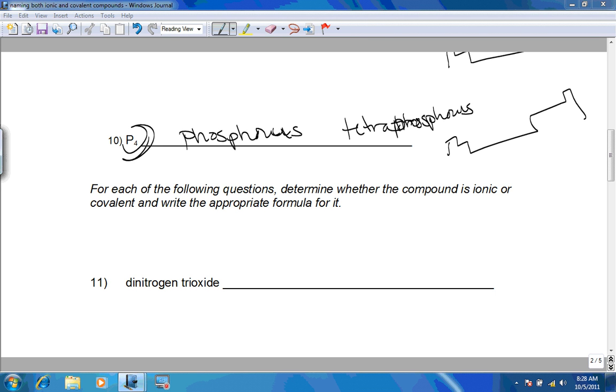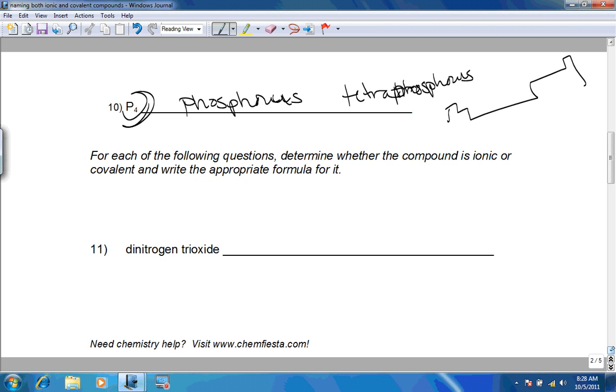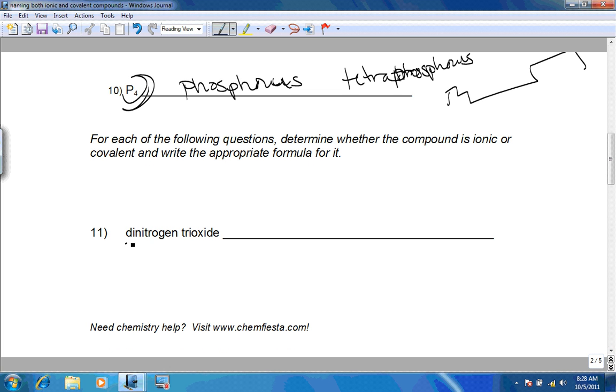Okay, for numbers 11 through 20, we are going to reverse the process, and we're going to be taking the name and we're going to put it into its formula. So, number 11, we're looking at dinitrogen trioxide. The fact that we have prefixes there is telling us how many of each element there is. So, nitrogen and oxygen are going to be your two elements.